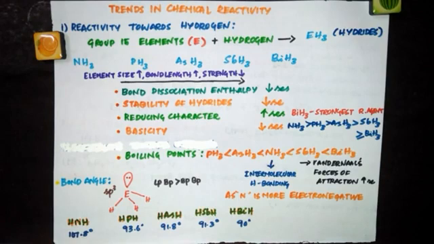If they liberate hydrogen, they can reduce some other species. So that is called reducing character. And we know as you move from ammonia to bismuthine, stability decreases. So what will happen? The ability to release hydrogen increases.